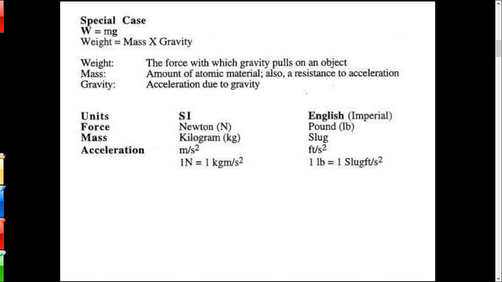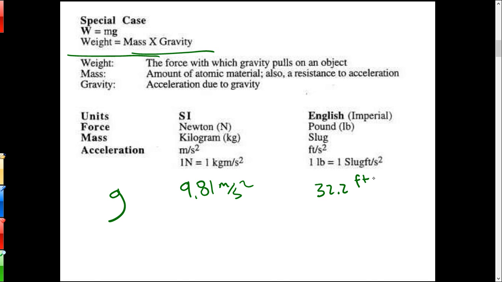Right? Now, a special case of that is weight equals mass times gravity. There's a pretty much constant acceleration due to gravity on the Earth. In the metric system, it's 9.81 meters per second squared. In the English system, it's 32.2 feet per second squared. Okay? So weight is the force with which gravity pulls on an object in towards the center of the Earth. Mass is the amount of atomic material. Gravity is the acceleration due to gravity, equal to these constant values.